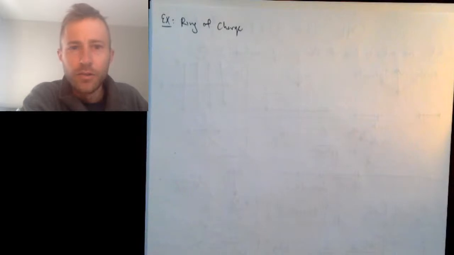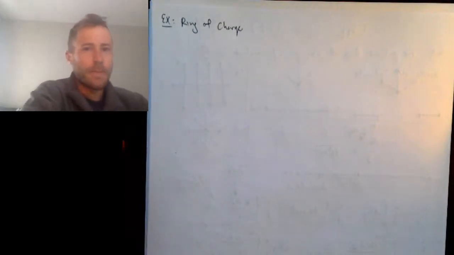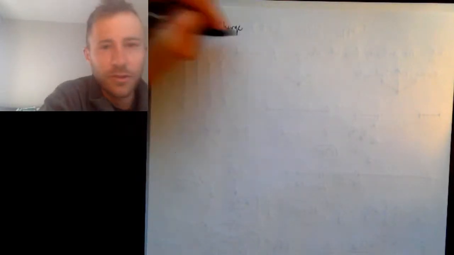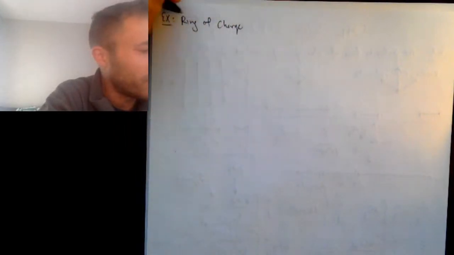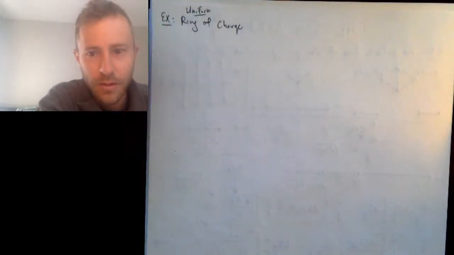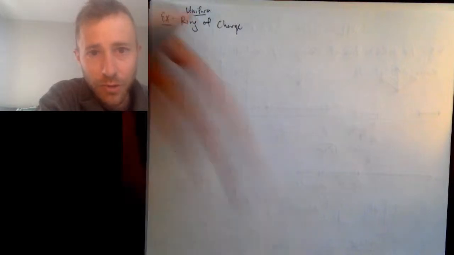Okay. So for the second example, we have a ring of charge. If you have a ring of charge, let's suppose, by the way, it's a uniform ring of charge. So all parts of the ring have the same charge density.